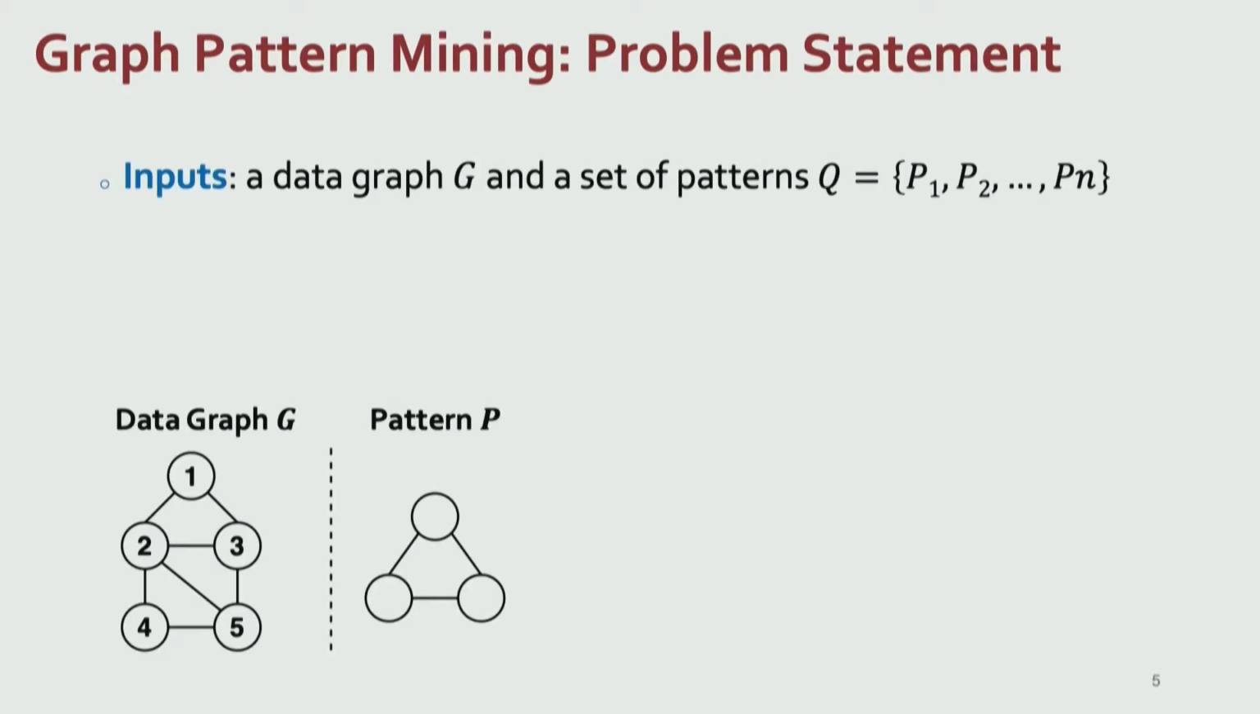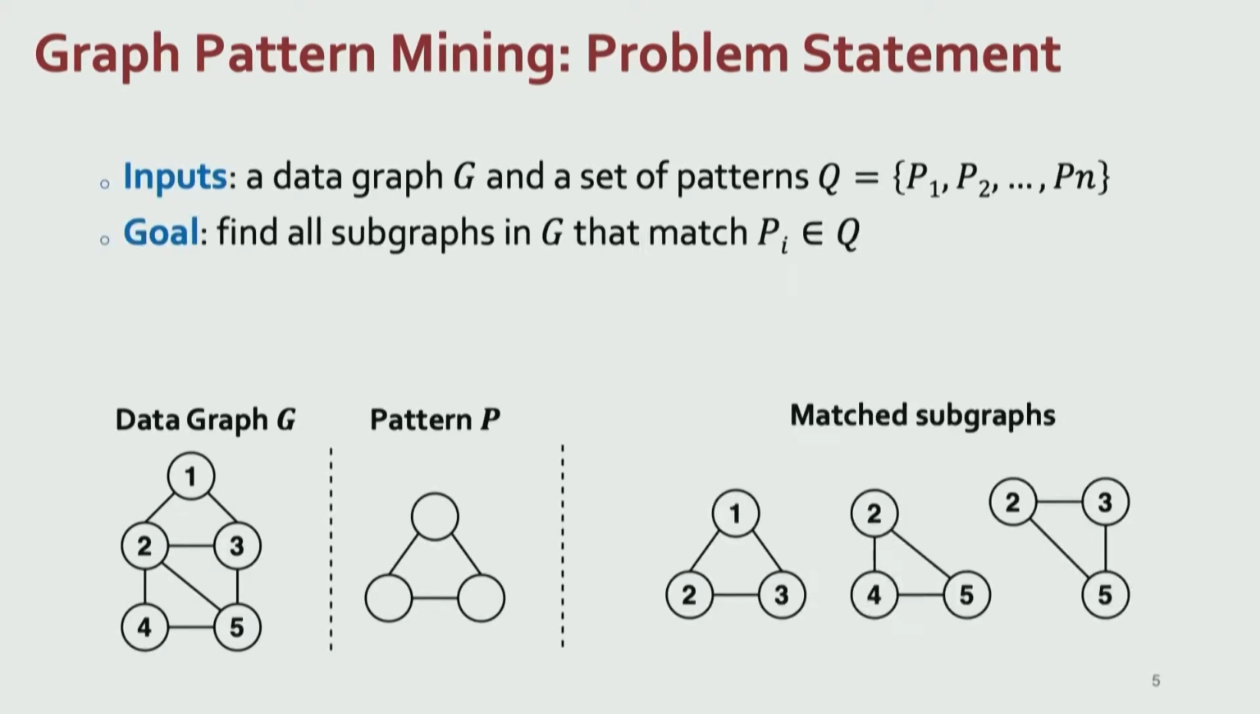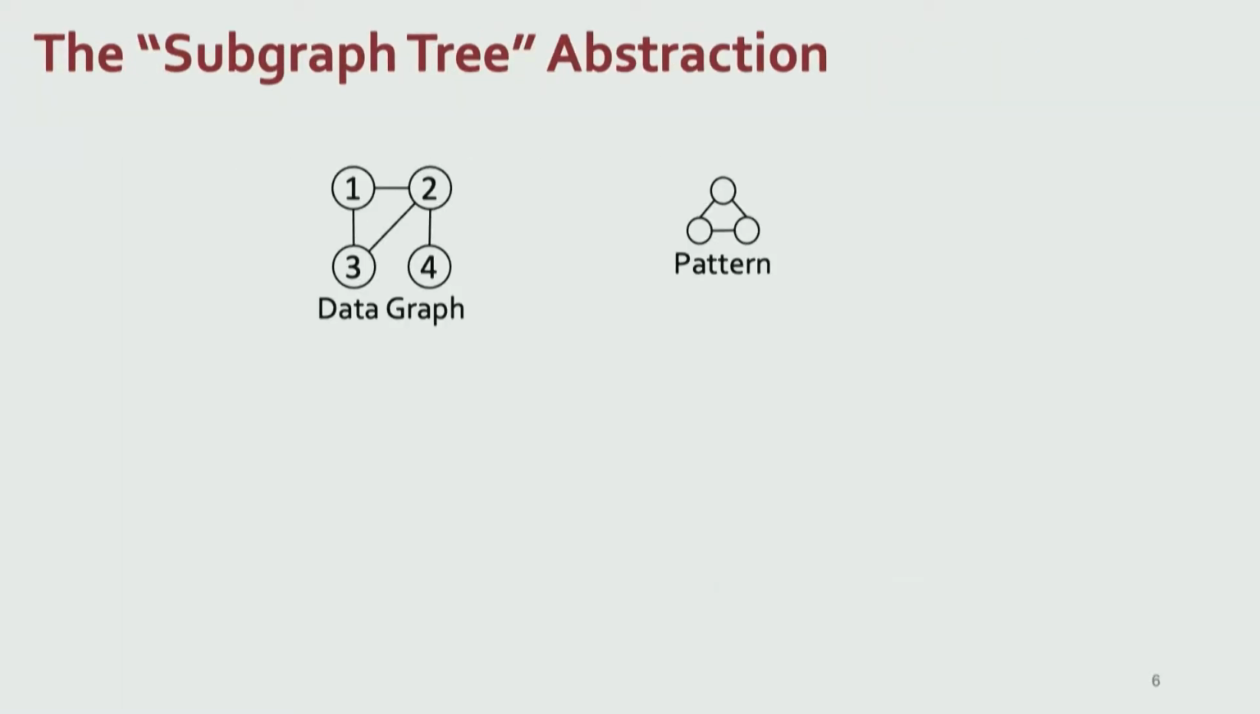So we are given this data graph and a set of patterns, and the goal is to find all the subgraphs in the data graph that match any of the given patterns. So here's one example. We have a data graph with 5 vertices, and the pattern is a triangle. Then we need to find all the triangles in the data graph which are listed here. So graph pattern mining is a search problem.